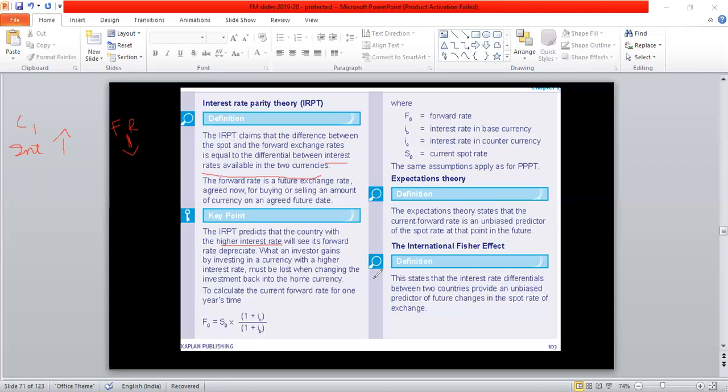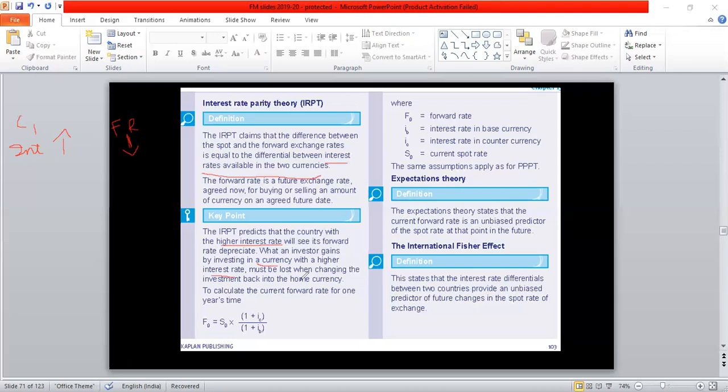Okay, so if the interest rates are higher, it says that the country with the higher interest rate will see its forward rate depreciate. Whatever an investor gains by investing in a currency with a higher interest rate must be lost when changing the investment back into home currency.